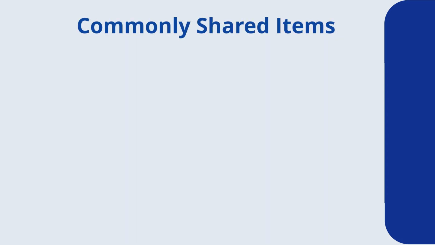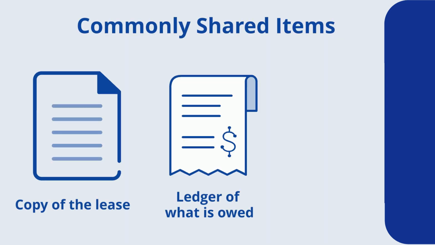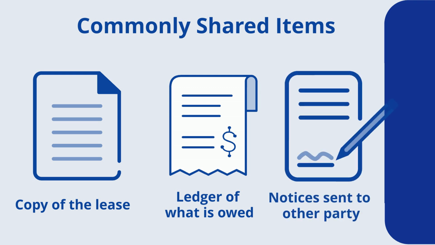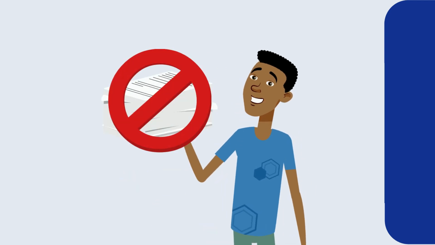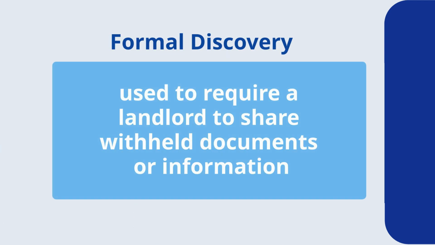Commonly shared items include a copy of the lease, any ledger of what is owed, and any notices that either party sent the other. If you're unable to share such items informally, then formal discovery can be used to require a landlord to share withheld documents or information.